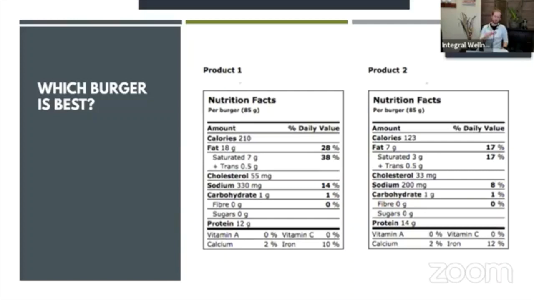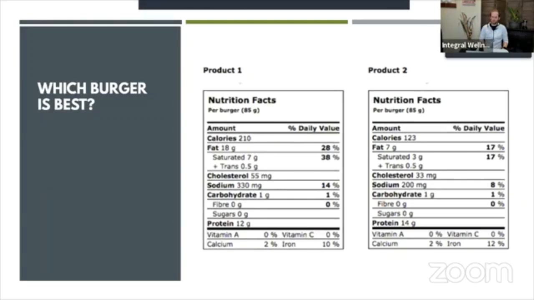Sodium level, again, burger 1's sodium level is almost double that of burger 2. So again, you want to bring that sodium level down, just because most people do get more sodium than normal on a day-to-day basis. Burger 2 actually even has more protein, more iron and stuff. So obviously product 2, that burger there, is the burger that you want to go for.